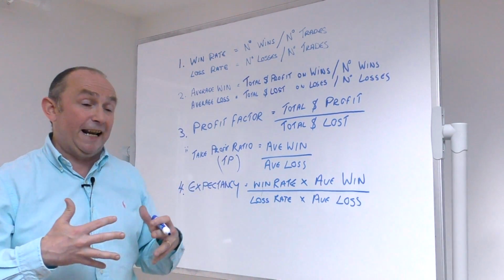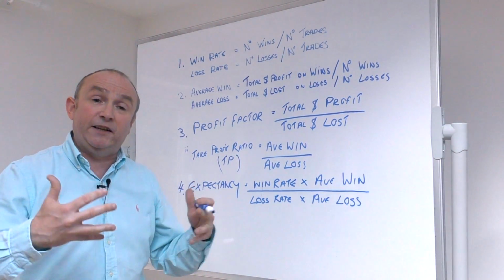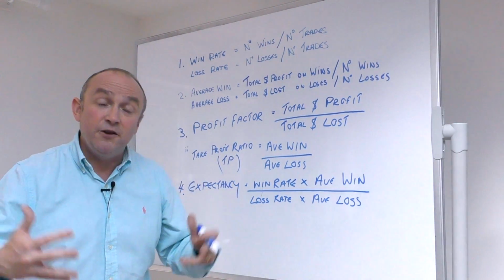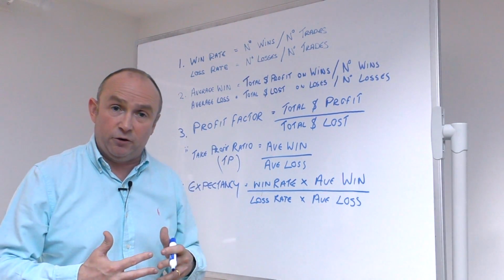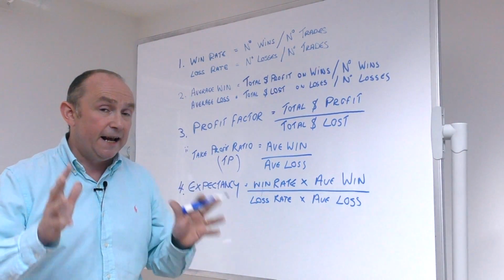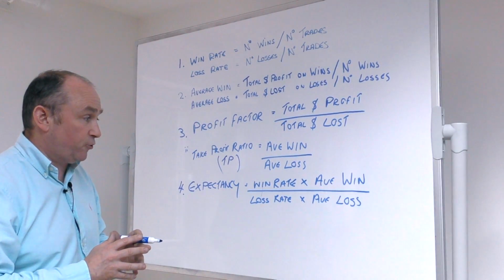So if you have an expectancy of, say, $15, then you can expect to make $15 on every trade that you make, including the losses. So if you make 100 trades, then you'd expect to make $1,500, 100 times 15. Okay, that's the expectancy, a very important metric which we use in evaluating a strategy.